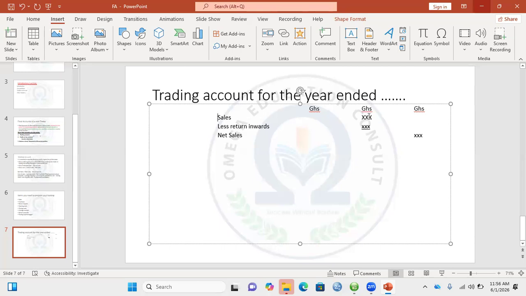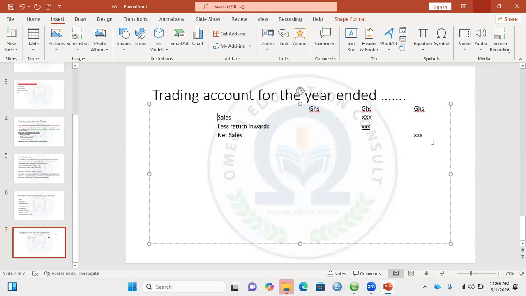Okay, so I will help you appreciate why we do it this way. You see, we are netting or we are lessing the return inwards from this, right? Before we push the final figure, net sales, here. Now, it is to help readers or users easily identify the figures. So if I pick your financial statement or your trading account and I need your net sales, I'll not be looking at your first and second amount columns. I'll go straight under the third column and pick that figure. Okay. So it's a format we have to religiously follow.